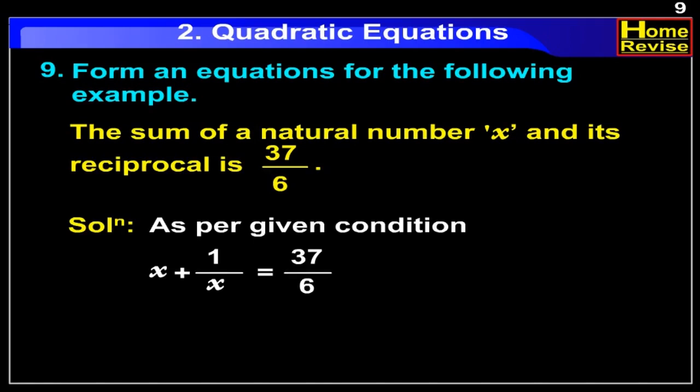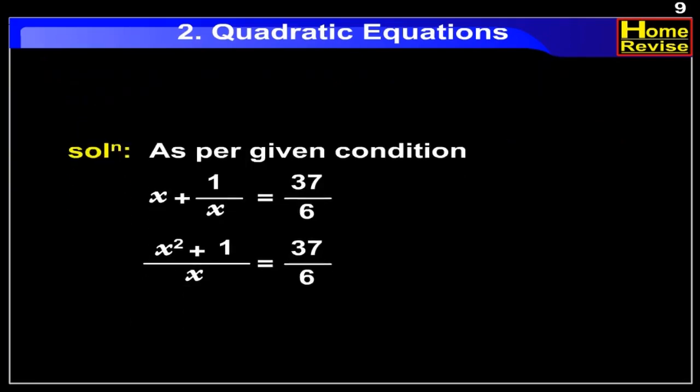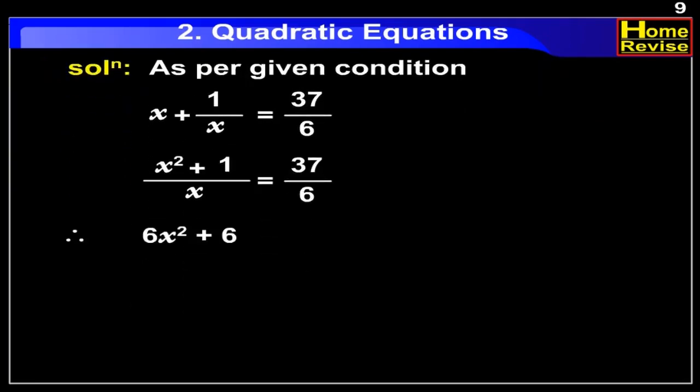After taking LCM of the left hand side, we get x square plus 1 upon x is equal to 37 upon 6. Therefore, 6x square plus 6 is equal to 37x. Therefore, 6x square minus 37x plus 6 is equal to 0.